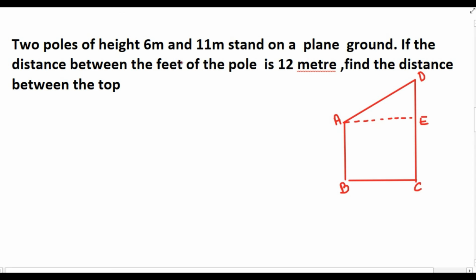Next question, two poles of height 6 meter and 11 meter stand on a plain ground. So AB be the pole with 6 meter and DC be the pole with 11 meter. If the distance between the feet of the pole is 12 meter, I need to find the distance between their top.